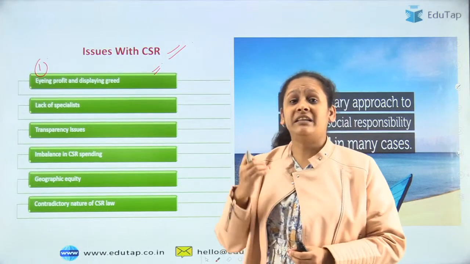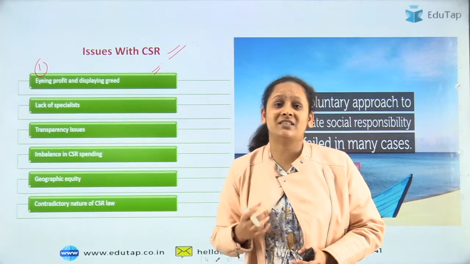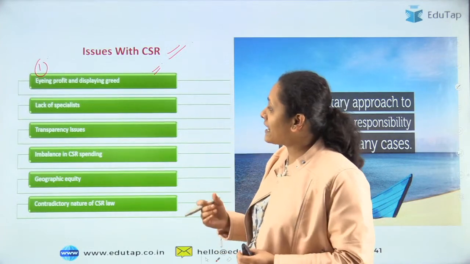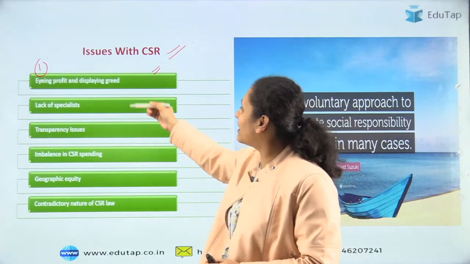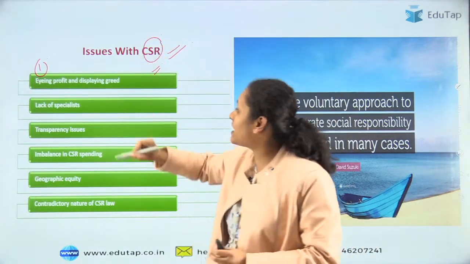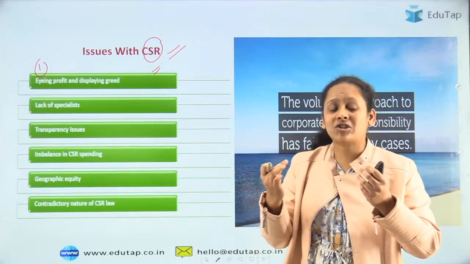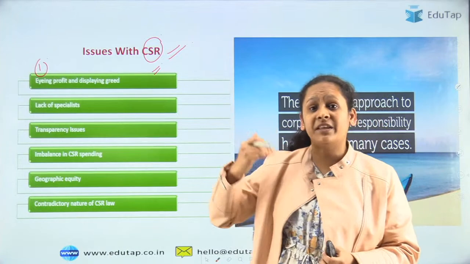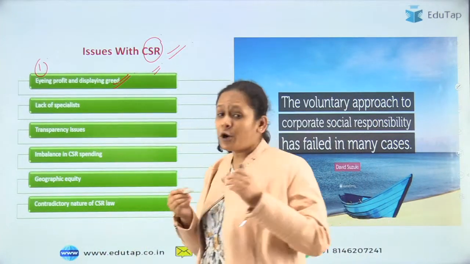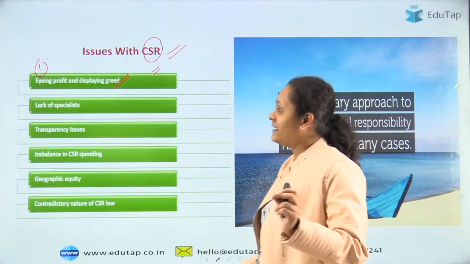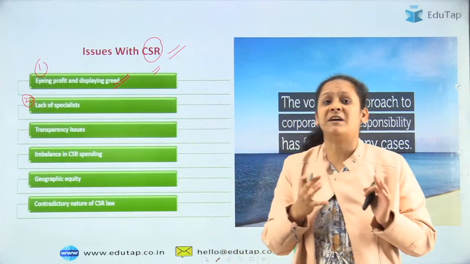So what is happening? The customers are increasing. The profitability of the organization as a whole is increasing. So what happened was that there were many instances where companies started seeing CSR as a profit-making methodology. Instead of actually feeling that, yeah, we are doing something for society, they started looking at it as a profit-generating action.